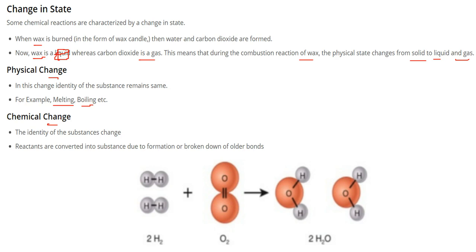When it comes to chemical changes, the actual identity of the substance is going to change. For example, if you see here, hydrogen is combined with oxygen to form water. Now the chemical composition of hydrogen and oxygen is completely changed. The reactants are converted because there is a formation of new bonds. So the H-H bond is broken, the oxygen bond is broken, and the H combines with the O. So there is a formation of H2O.